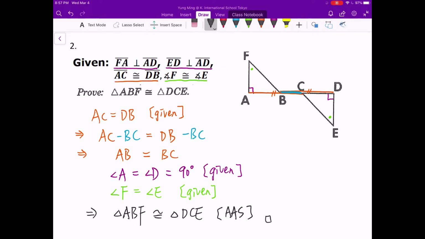Now, you probably realize one thing. Just because I have 90 degrees doesn't necessarily mean that I'm going to have RHS, okay? In this case, I have 90 degrees over here, but I'm actually really having an angle, and then a side over here. And this side over here is not right in between the angle. That's why we don't call it ASA. We call it AAS. So that's for this question.